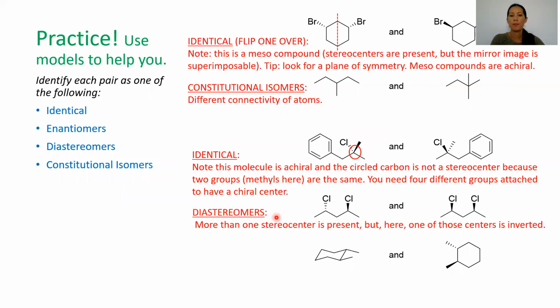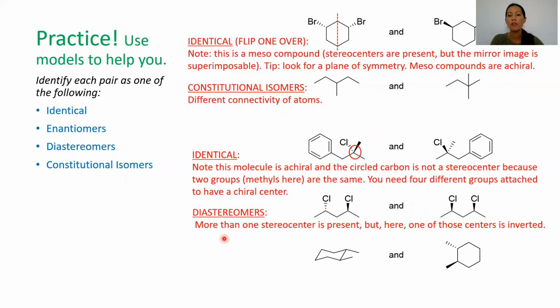Let's do the next one. These are diastereomers because you have 2 stereocenters, but only one of them is inverted. This left chlorine is inverted. Both are not inverted, which would have given you enantiomers.